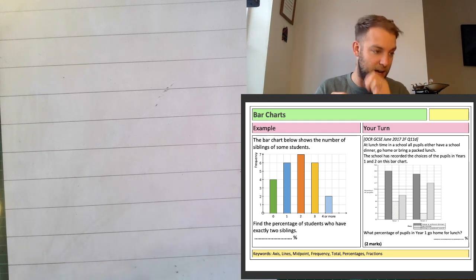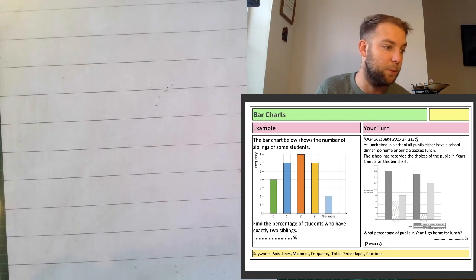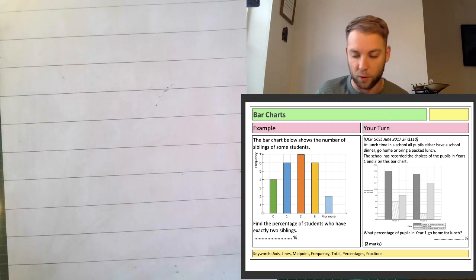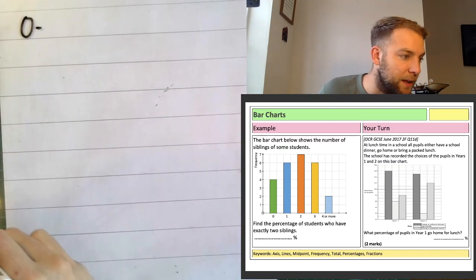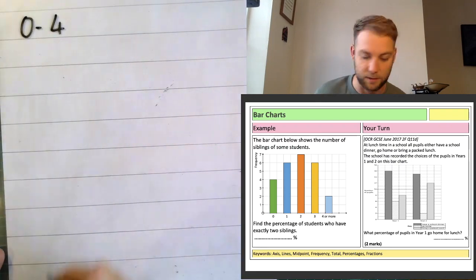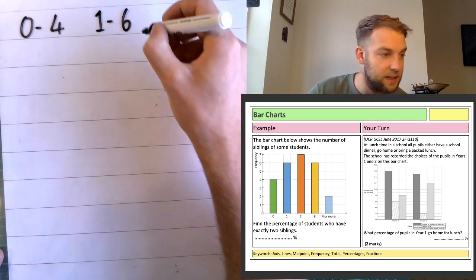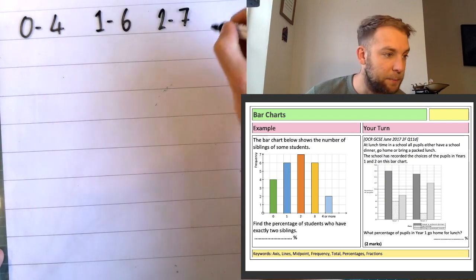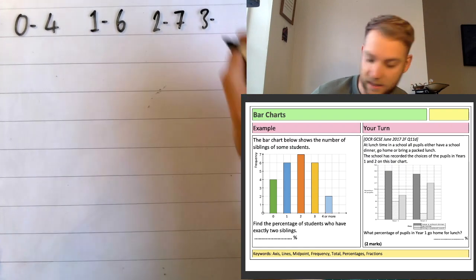Now, there's 2 ways we can do that. So first of all, I need to find out the fraction or proportion of people who have exactly 2 siblings in this case. So don't be too confused by the 0, 1, 2, 3, 4, because this is the amount of siblings. So if you've got 0 siblings, how many people have 0 siblings? Well, 4 people have 0 siblings. How many people have 1 sibling? That is 6. How many people have 2 siblings? That is 7. How many people have 3 siblings? That is 6 again, is it? 3 is 6, yes, that's 6.